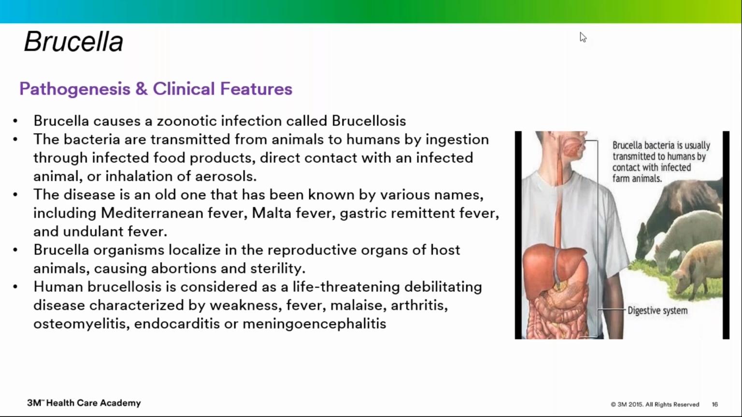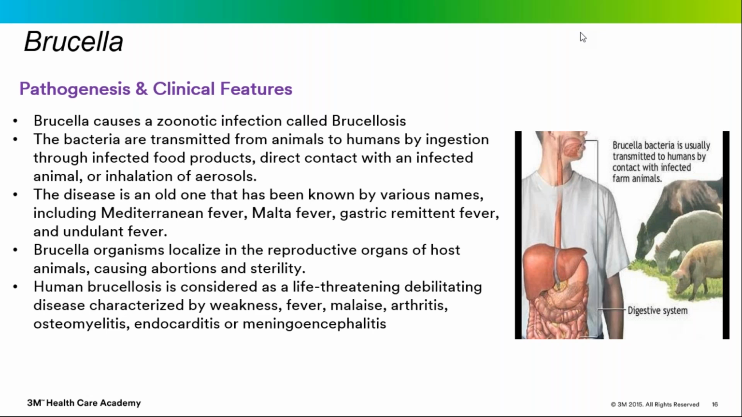Brucella causes a zoonotic infection called brucellosis. The bacteria are transmitted from animals to humans by ingestion through infected food products, direct contact with an infected animal, or inhalation of aerosols. The disease is an old one that has been known by various names, including Mediterranean fever, Malta fever, gastric remittent fever, and undulant fever.